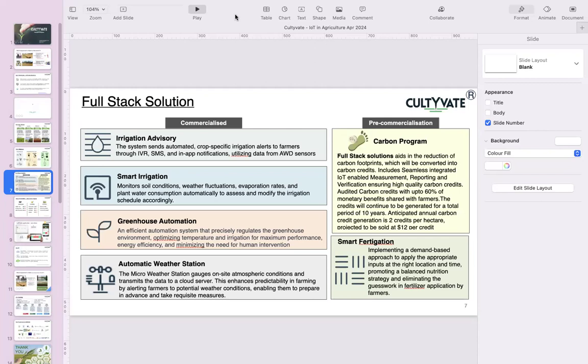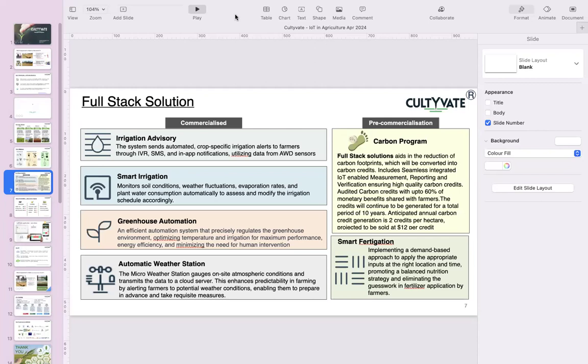And the last one is a weather station, where we'll be able to measure the temperature, humidity, solar radiation, wind direction, wind speed, and rain, and advise the farmer on the probability of a pest or disease attacking the crop, so that they can take appropriate proactive actions.